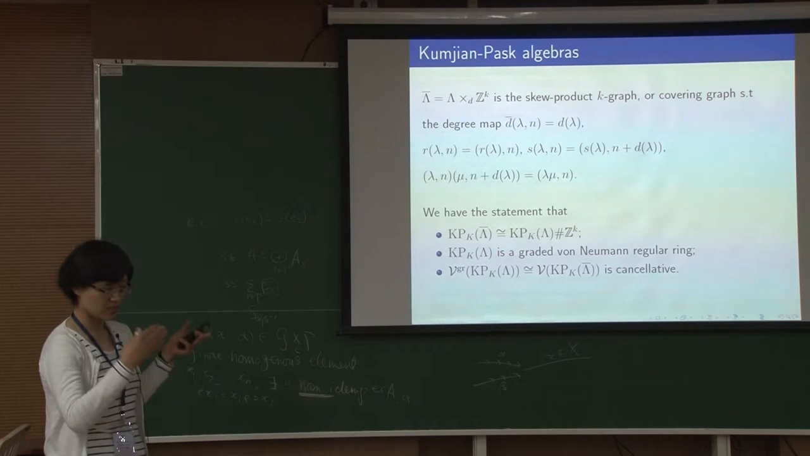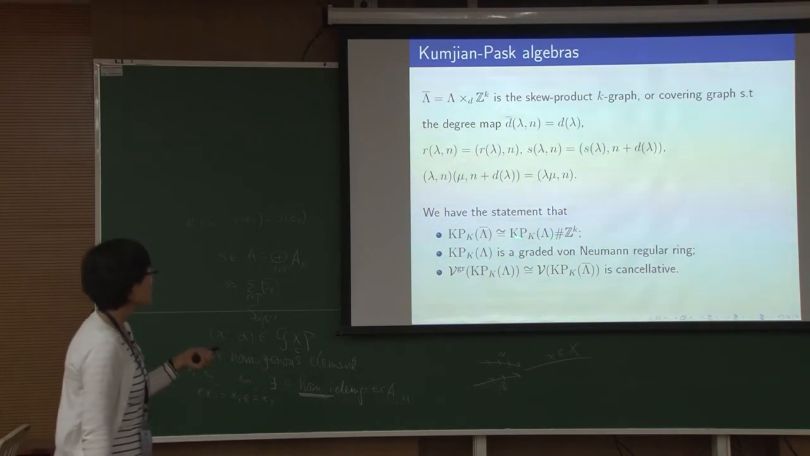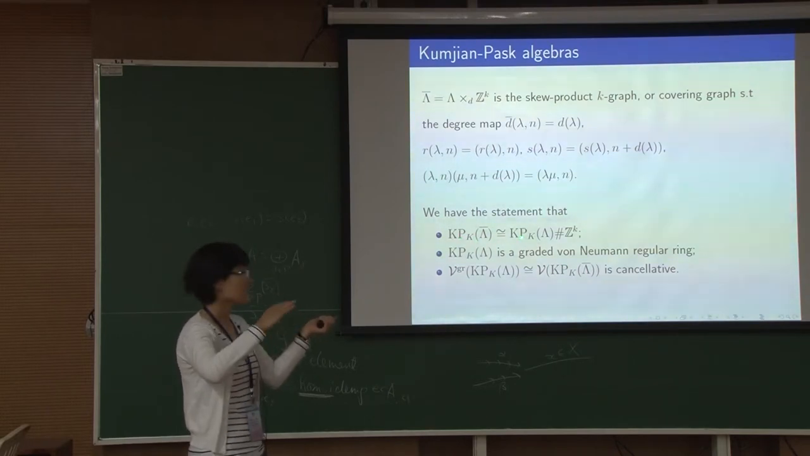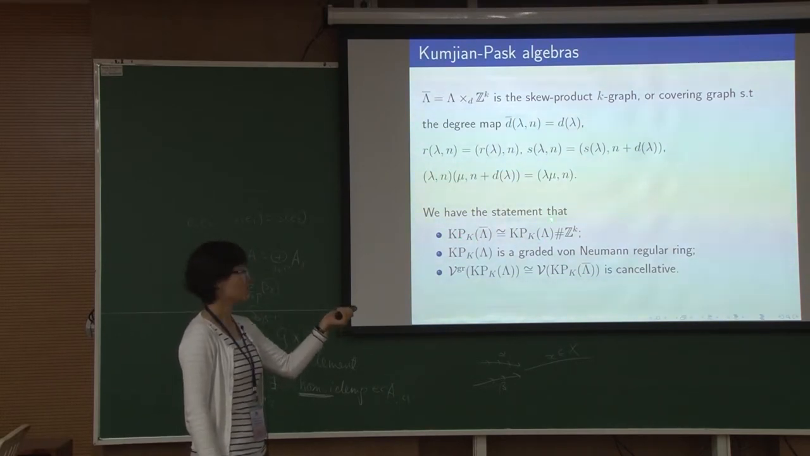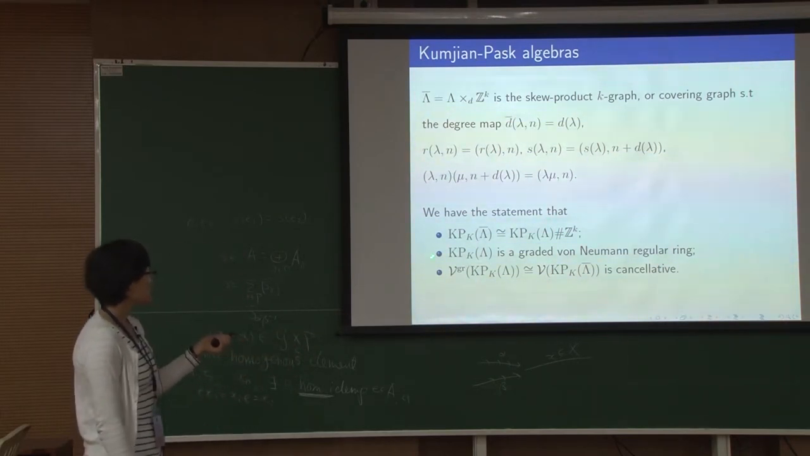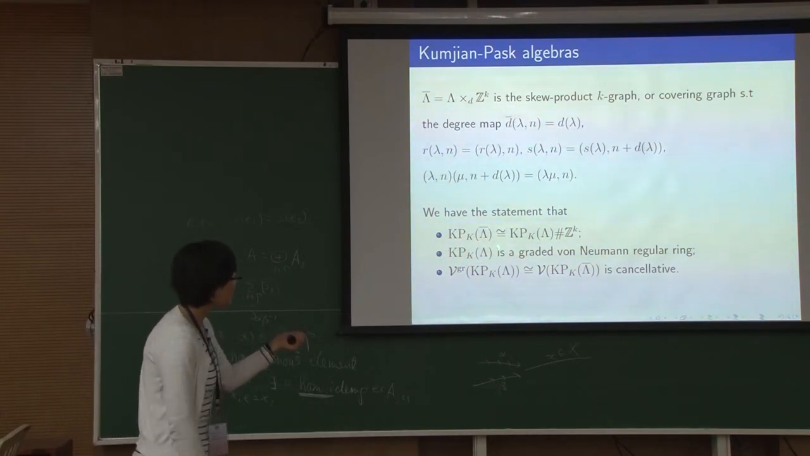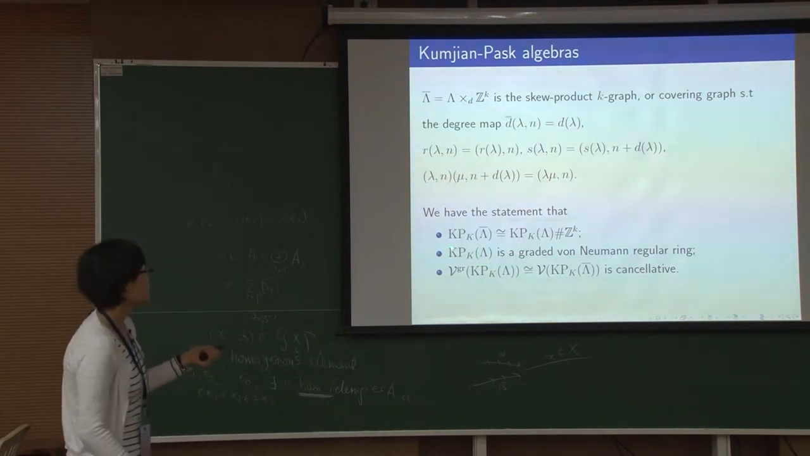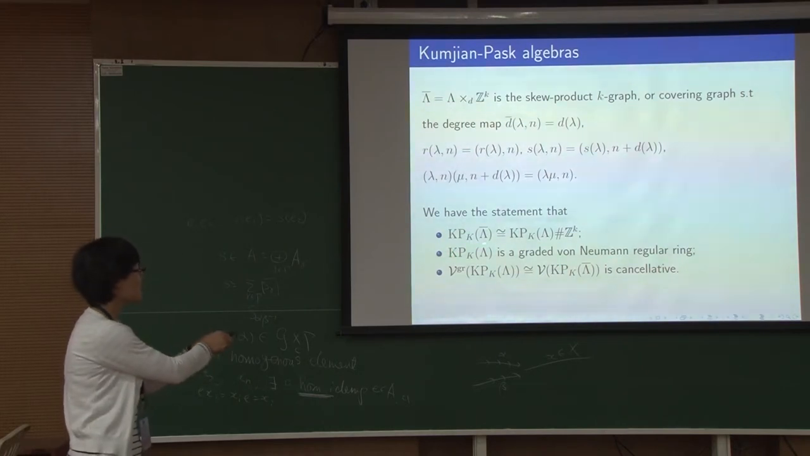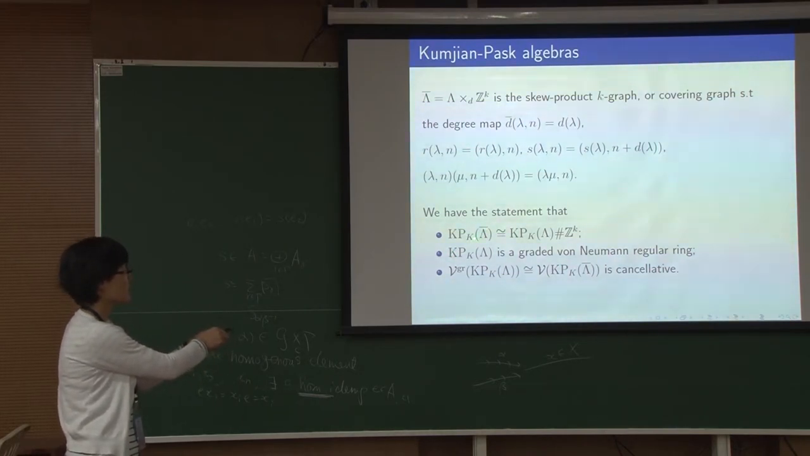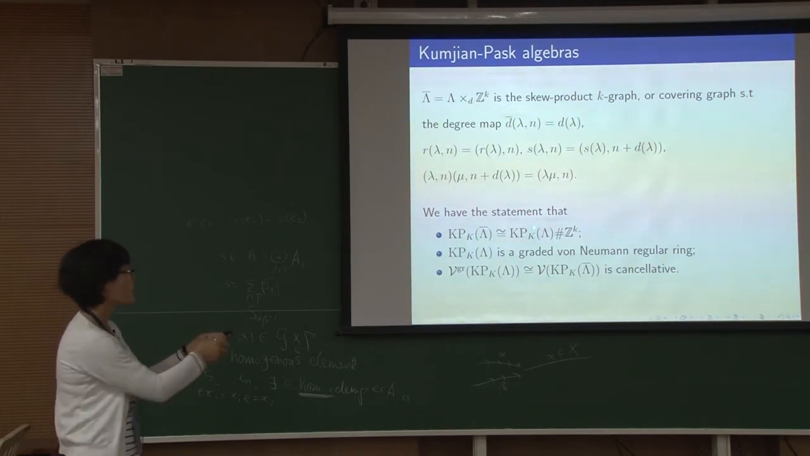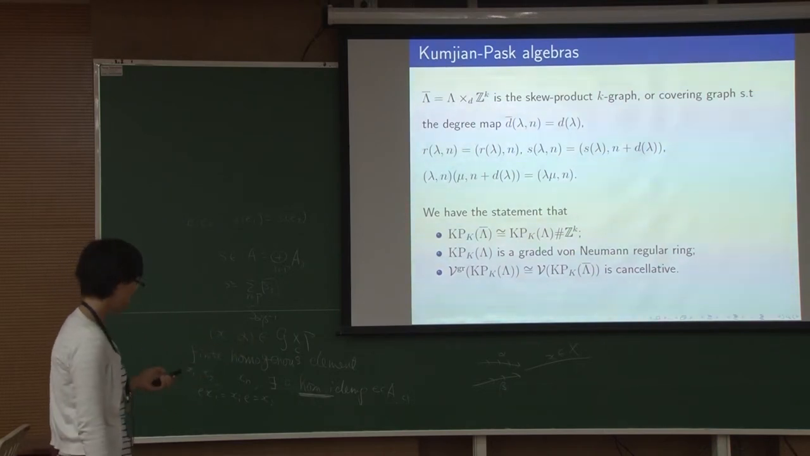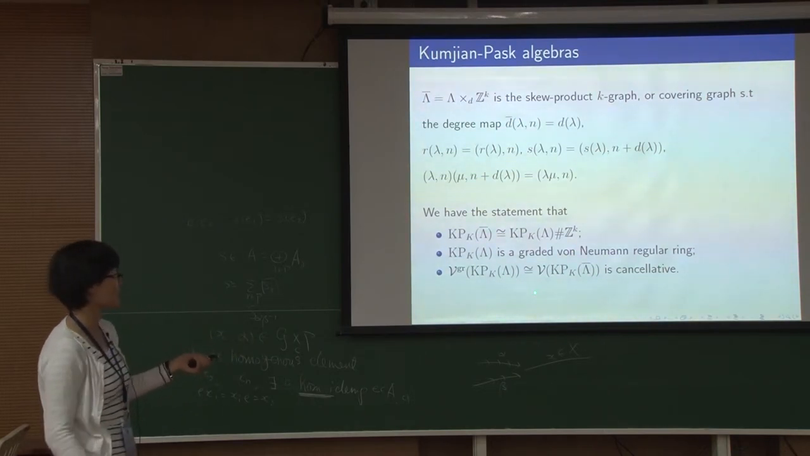So similar to the result for Leavitt path algebras, we can have this result. First, the Kumjian-Pask algebra of the covering graph is the smash product. And second, we can prove that the Kumjian-Pask algebra of lambda is graded von Neumann regular. So for this, we prove that this Kumjian-Pask algebra is ultramatricial. Then we use this to show that this is graded von Neumann regular. And also the graded monoid is cancellative.